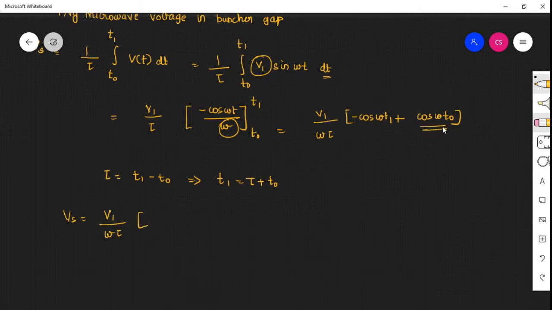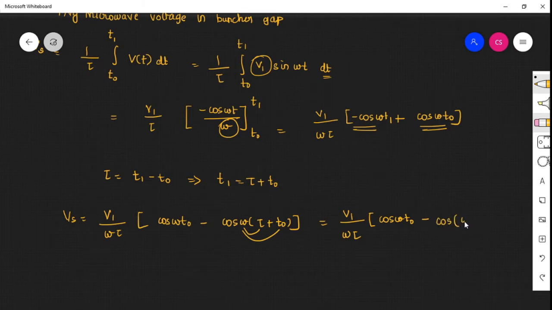I'll bring the positive term first and then I'll write the negative term. So it is cos omega of T naught minus cos omega of T1, which is 2 plus T naught. So this will be V1 by omega into 2 cos of omega T naught minus, we will multiply this omega inside. So this becomes cos of omega 2 plus omega T naught.